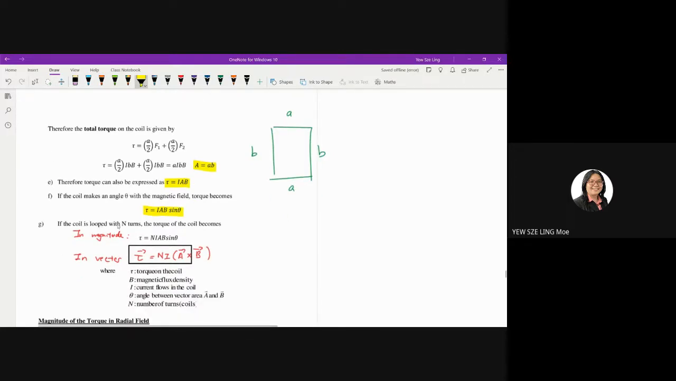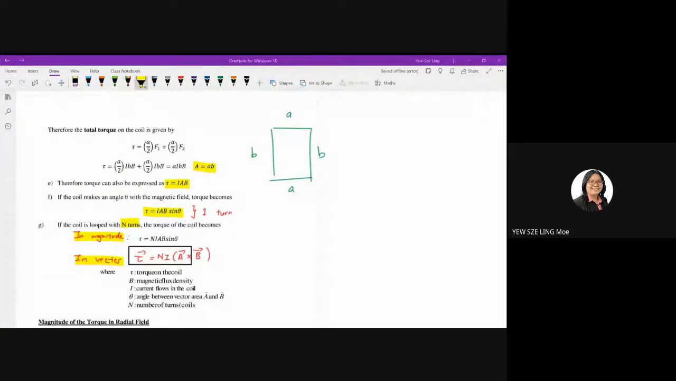If the coil is looped with n turns, the equation given right here, the first equation, is just for one turn. If you have more than one turn, then you use NIAB sine theta in magnitude form. But in vector form, torque equals NI A cross B. So you have two equations. One is in terms of vector, where you use it to determine the direction. And the other is in the magnitude form, where you use it to calculate the magnitude of the torque.